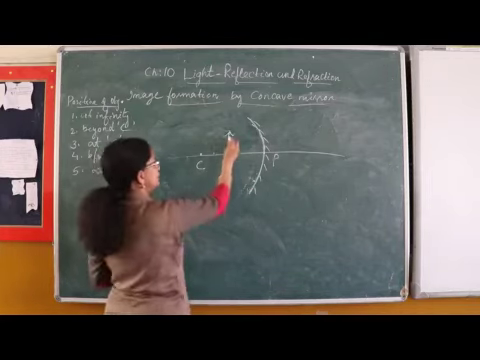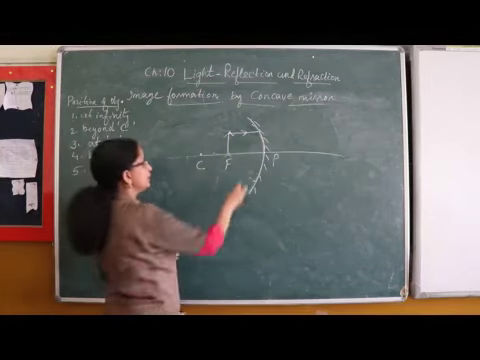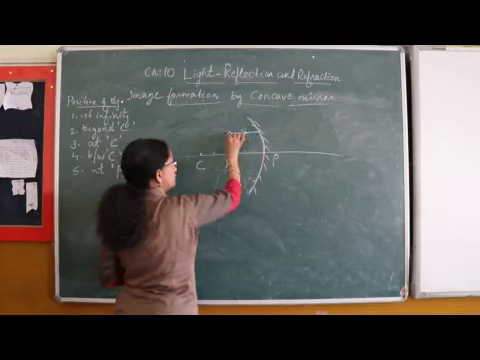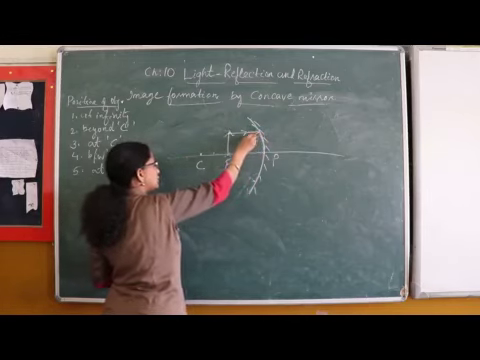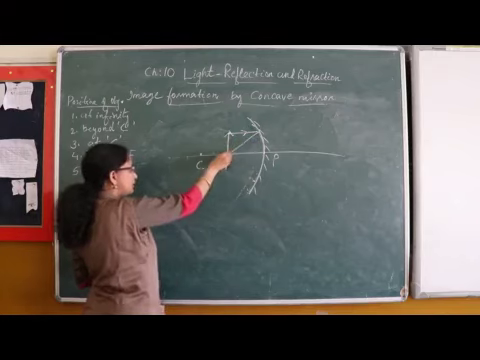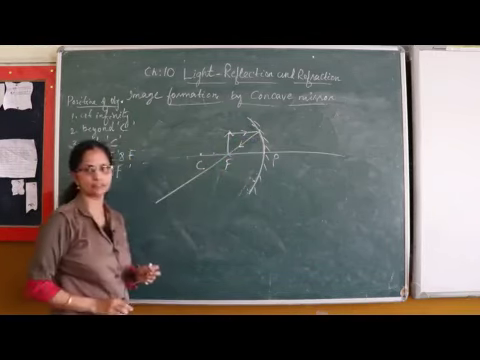One ray is coming parallel to the principal axis. As we told earlier, the ray that is going parallel to the principal axis, after reflection, passes through the principal focus. So, one ray is moving like this.